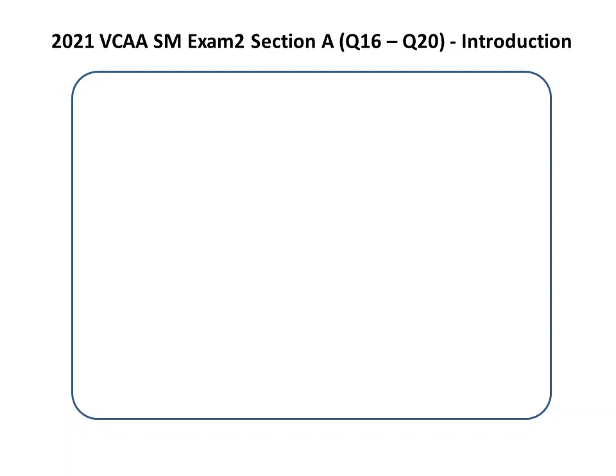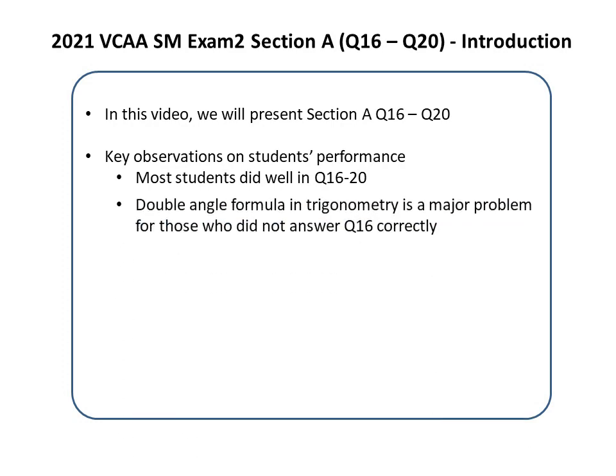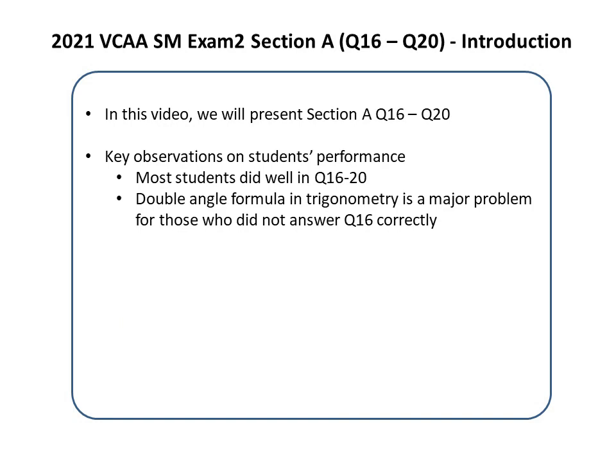Welcome to the seventh part of VCAA Specialist Math 2021 exam papers. In this video, we will present exam paper 2, section A, questions 16 to 20. Most students did questions from 16 to 20 relatively well. However, double angle formula in trigonometry is still a problem for those who did not answer question 16 correctly.